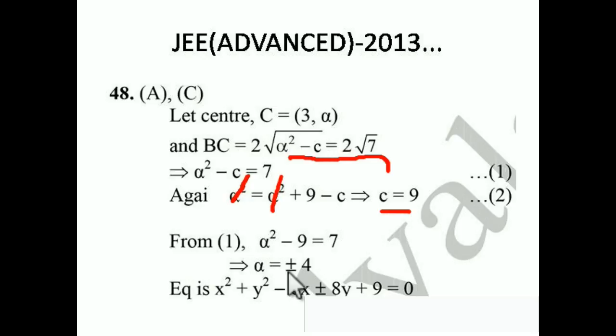Now we know the formula, x minus h whole square plus y minus k whole square is equal to r square. That means x minus 3 whole square plus y plus or minus 4 whole square, because the center can be 3 comma 4 or 3 comma minus 4. So I have to apply plus or minus. So see in the equation, y plus or minus 4 whole square is equal to r square, that means 4 square, that is 16. And just simplify this, we have this answer, that is x square plus y square minus 6x plus or minus 8y plus 9 is equal to 0. So this is a very good sum on the circle.